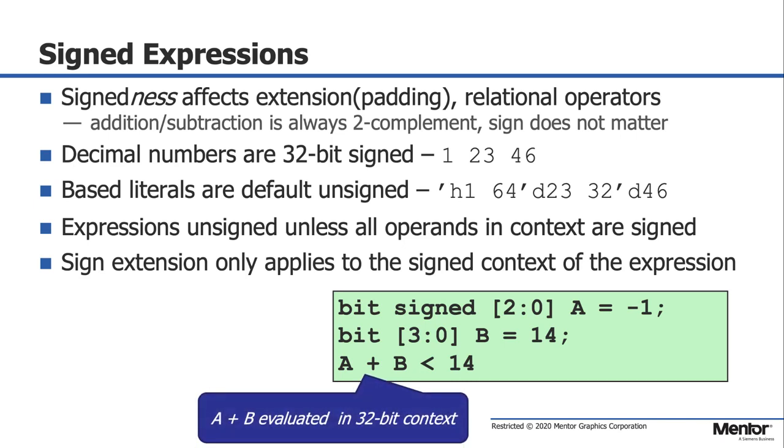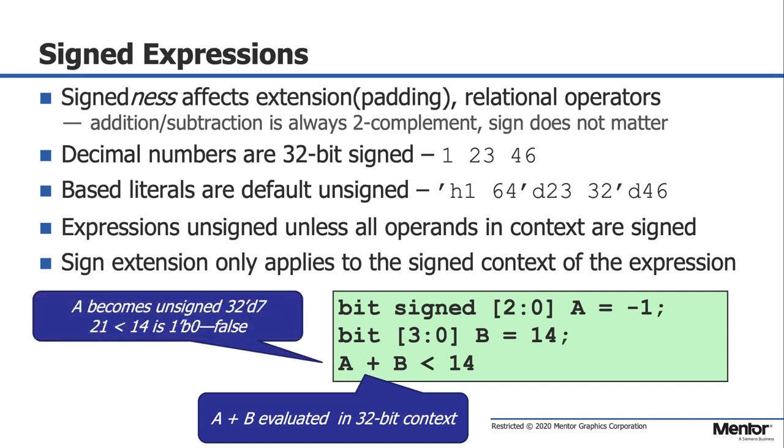So A plus B will be evaluated in a 32-bit context. However, the signed part of this expression is limited to 3 bits. We're not going to sign extend A all the way out to 32 bits. A becomes an unsigned 32-bit 7. So 7 plus 14 is 21, and so 21 less than 14 is false.